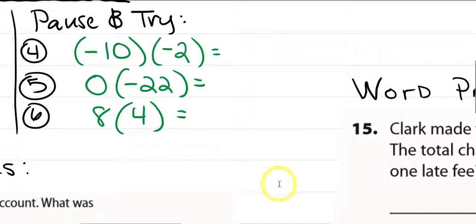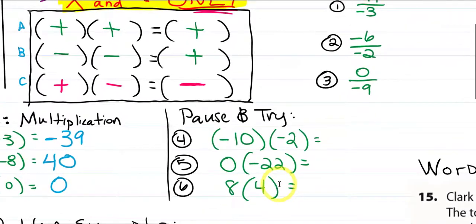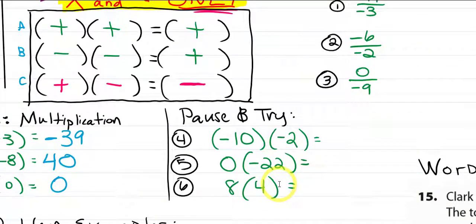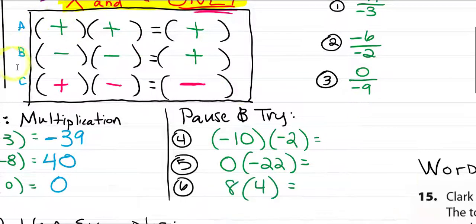Okay, now that you've paused and tried 4, 5, and 6, we're going to do them together. Okay, so we're going to take a look at number 4 here. We have a -10 multiplied by a -2. Both of the numbers are negative. That's a situation like scenario B, where both of the numbers are negative. So my answer is going to be a positive, and I just multiply 10 times 2. That'll give me a positive 20.